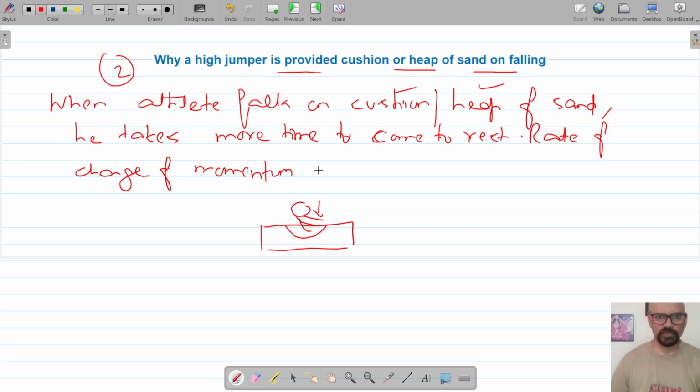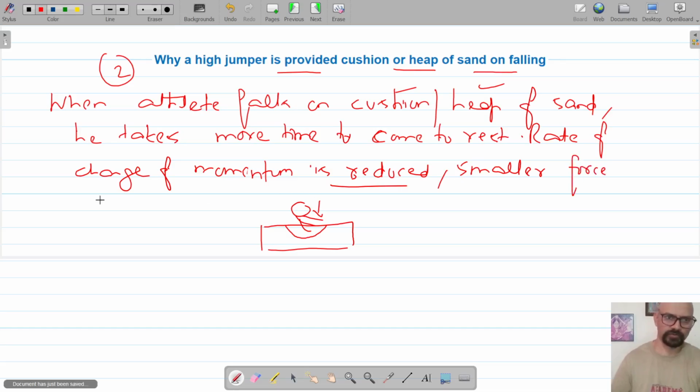Now the rate of change of momentum is reduced. That means a smaller stopping force acts on the athlete. So we can say that a smaller force acts on the athlete, and because the smaller force acts on the athlete, the athlete doesn't get hurt.